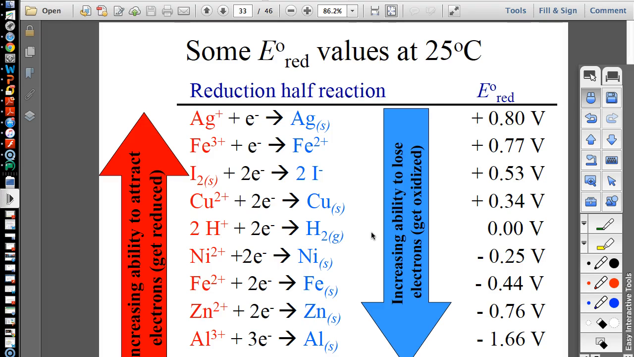But in my mind, I just think about it like this: the bigger the reduction potential, I just think about your potential as a student. If you have a lot of potential as a student, you're probably going to be a good student. So if you have a lot of reduction potential, you're probably going to get reduced. I just think about it like that. I don't know a better way to tell you.